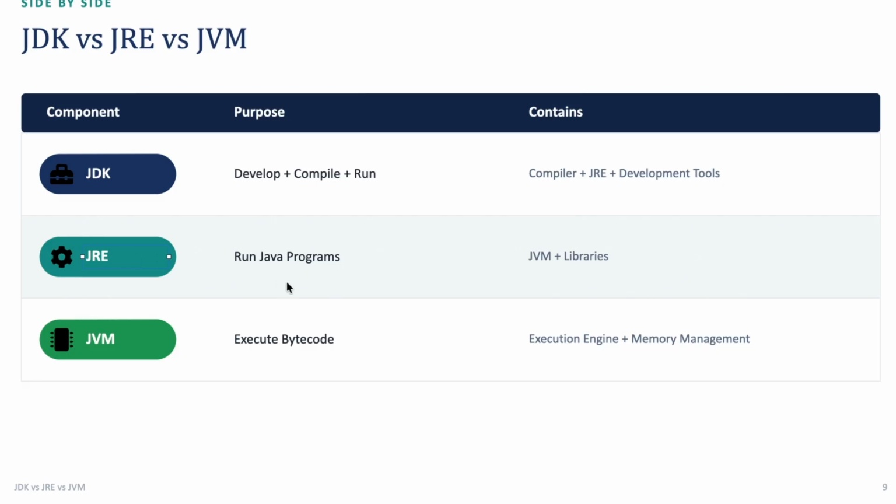What is the use of JRE? Just to run Java programs. It contains JVM and libraries. JRE is the Java Runtime Environment. It creates the environment to run the Java file. So what does it contain? JVM and libraries only. And what is JVM? JVM is the Java Virtual Machine. It converts your bytecode into the machine code. It contains the execution engine plus memory management.